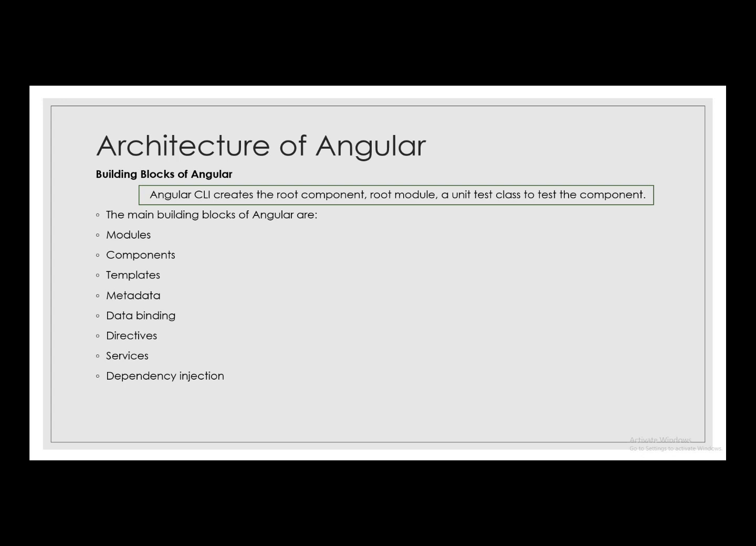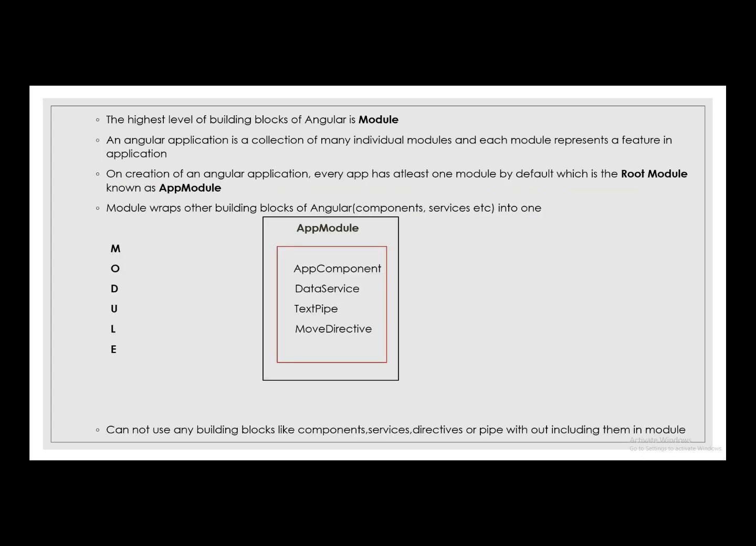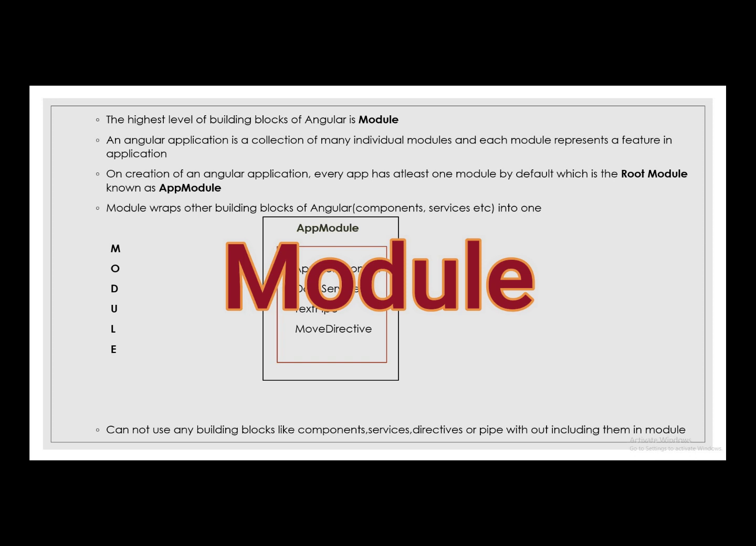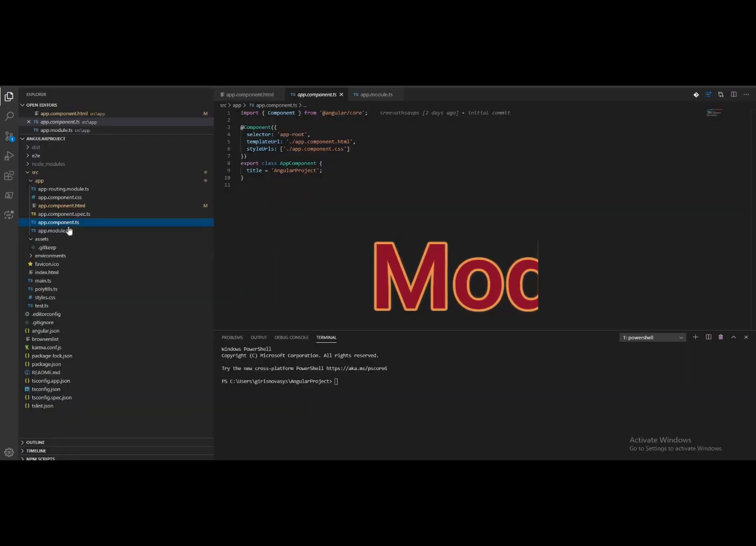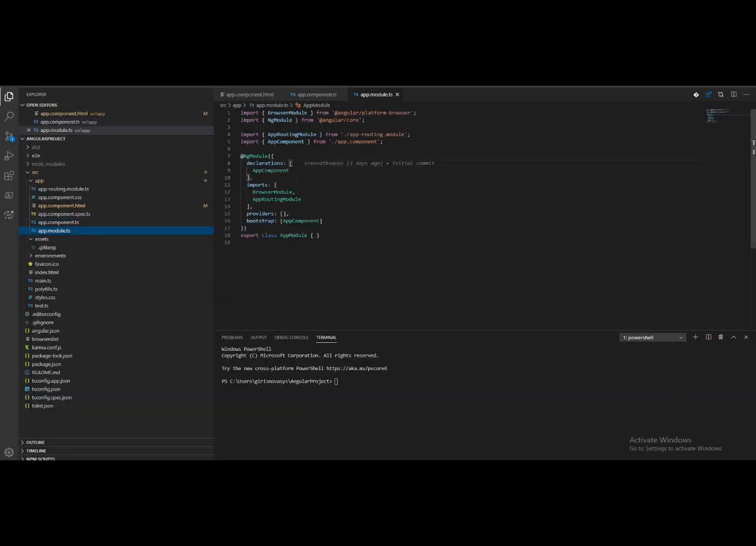Similarly, Angular has some building blocks. An Angular application should be built using those building blocks. The main building blocks of Angular are modules, components, services, directives, pipes, and so on. The highest building block of Angular is the module. An Angular application is a collection of many individual modules, and each module represents a feature in the application.